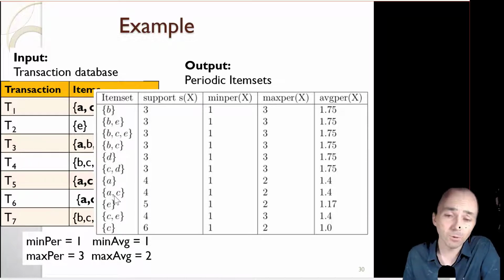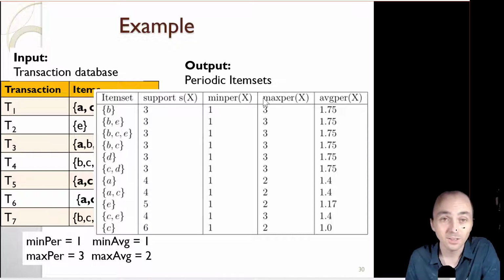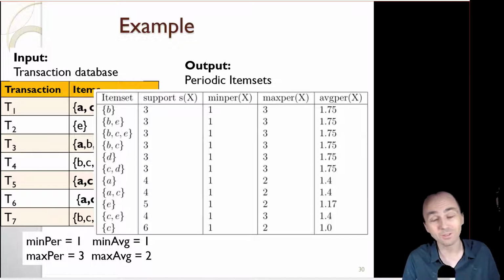So for example, we find AC, the minimum is 1, the maximum is 2, and the average is 1.4. So 1.4 is between 1 and 2, so this is okay. The maximum of AC is 2, it is less than 3, and the minimum is 1, it is at least 1, so AC is a periodic item set. So this is the main idea. It's not very complicated.